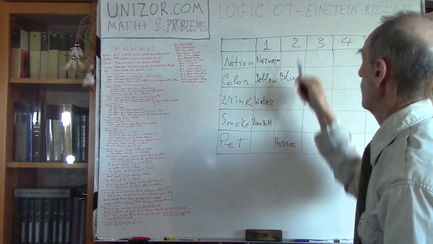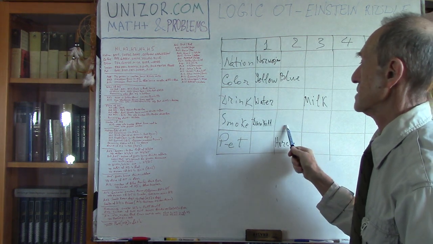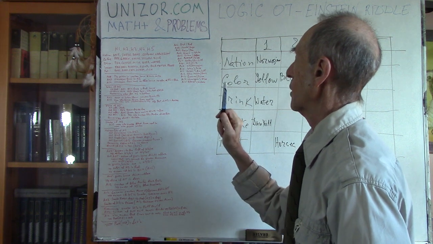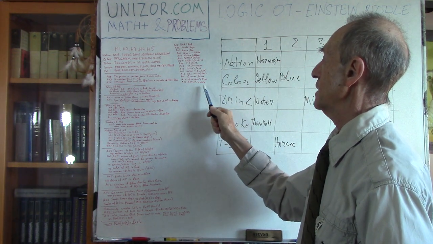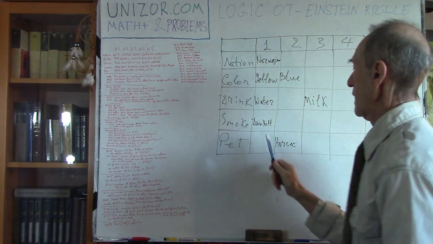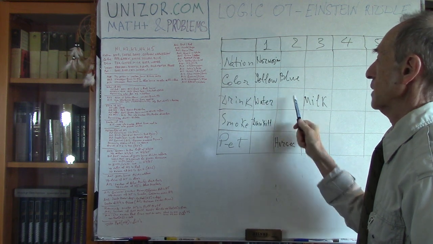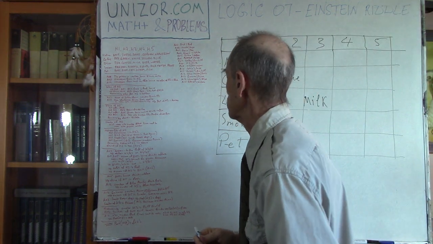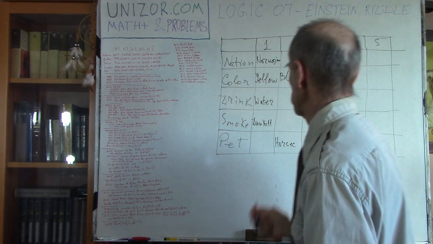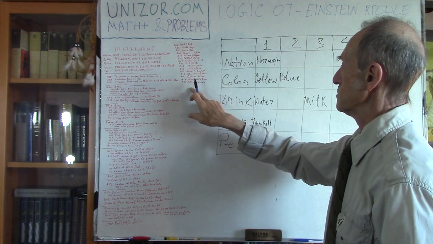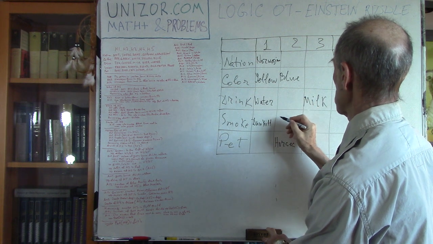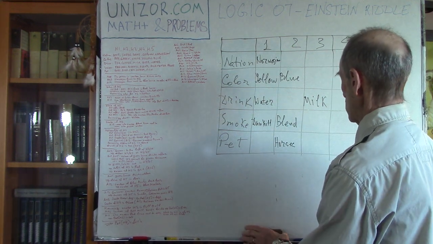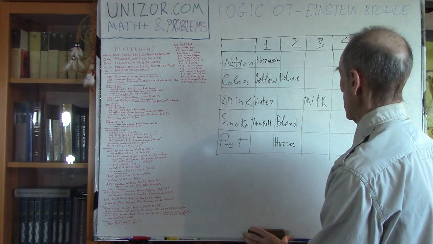Next, we can determine a smoke. Now we go to number two, and we can determine the smoke of this number two. How? Okay, we have condition number 15, that the person who smokes Blend is next to the person who drinks water. Now, we have the water. So next to it is only this one. So the smoke of this house is Blend. So this guy in house number two smokes Blend.